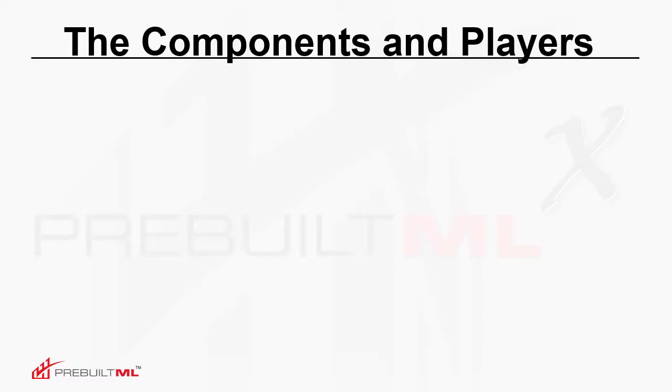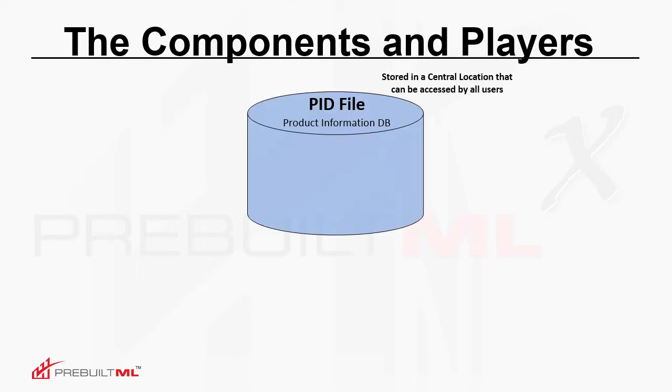As we further consider the pricing feature in the pre-built ML software, it is important to understand some of the key components and key players in the process. Central to the pricing feature is the product information database, or the PID file that we referenced earlier. This is a file that you will want to store in a central location, such as on a server, that all of your in-house estimators or users can have access to.